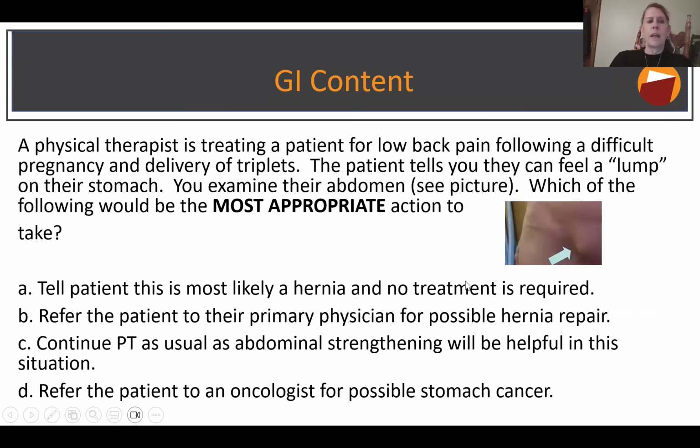All right, and I believe this is our last one for the evening. The physical therapist is treating a patient with low back pain following a difficult pregnancy and delivery of triplets. The patient tells you they can feel a lump on their stomach. You examine their abdomen and see that lump there in the picture. Which of the following would be the most appropriate action to take?